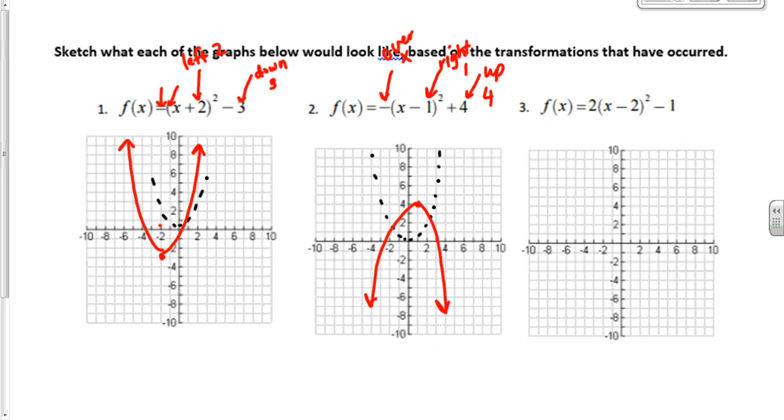Okay, number 3 has 3 changes. We've got this -1, so that's down 1. We've got -2, so that's to the right 2. Again, it's opposite of what you'd think. And then we have a 2 here. So nothing's been reflected, but that is on the outside of the parentheses. So that means that this is a vertical stretch. Okay, which I know means it is narrower. Again, you can look at your foldable for this. So right 2 down 1 would be a vertex right here. It has not been flipped, so it's still concave up, but it needs to be a little bit skinnier. Okay, a little bit skinnier. So that would be a good approximation. Okay, I'm not looking for specific points on those. I'm just looking for a general sketch that shows me the multiple pieces of the transformation.